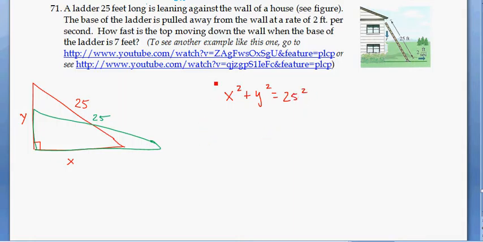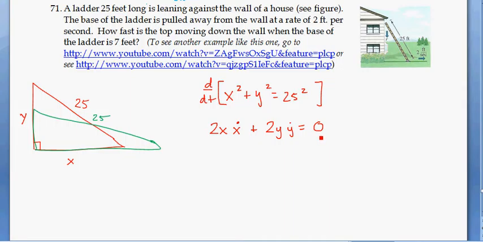Okay, so now we take the derivative with respect to time, as always. And so we're going to have 2x times the derivative of x with respect to t. I'm going to use the x dot notation in this one. The derivative of y squared is going to be 2y y dot. And then the derivative of 25 squared, don't forget that's just a constant. That's going to be 0.